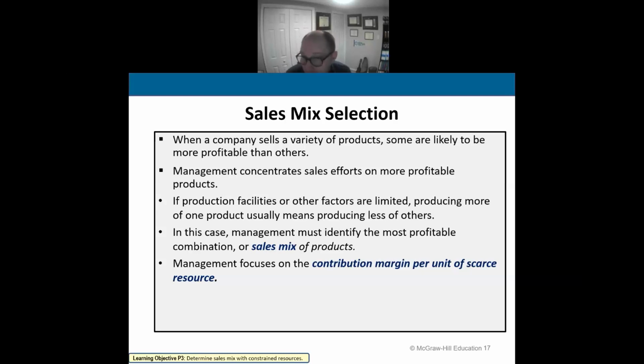They sell a variety of products. And some of these products are going to be more profitable than the other ones that they sell. That makes perfect sense. That's very typical. In most companies, management will concentrate their sales efforts on the most profitable products.